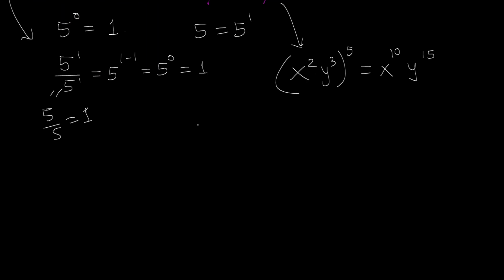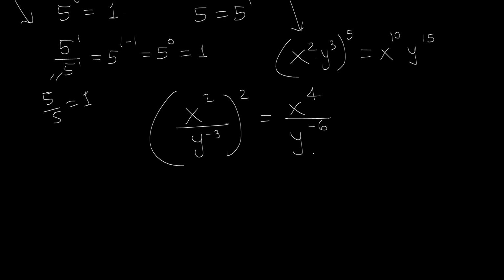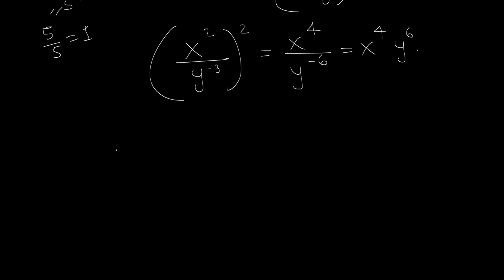In the same way, suppose we got x squared over y to the negative 3, all raised to 2. And if we are asked to simplify, on the top, x raised to 2 times 2, 4. On the bottom, y raised to negative 3 times 2, negative 6. And we don't like negative exponents, so y raised to negative 6, we can move up. But they are unlike bases, x and y are different, so x to the 4th stays on the top, already there. Move this up to get rid of the negative exponent, we get y to the 6. That's the final.